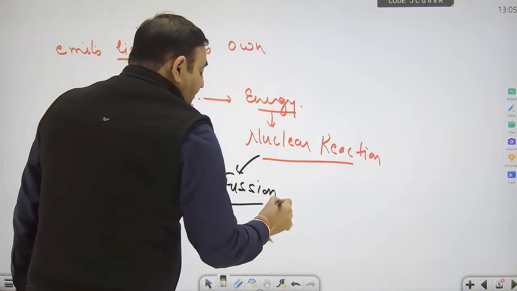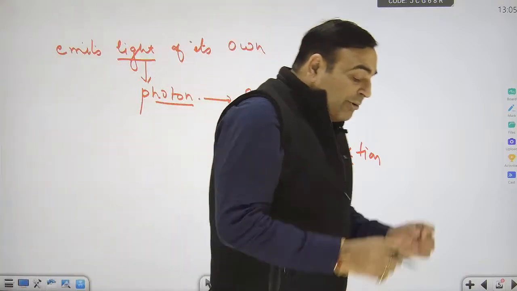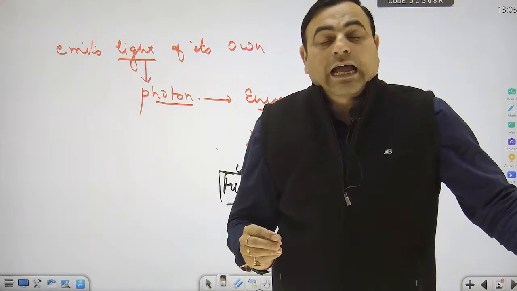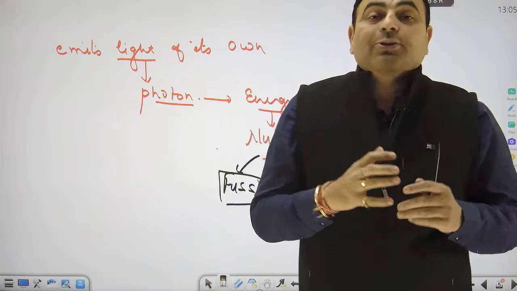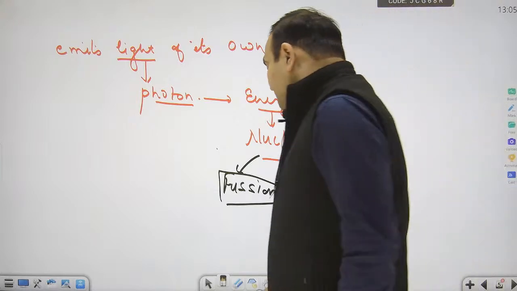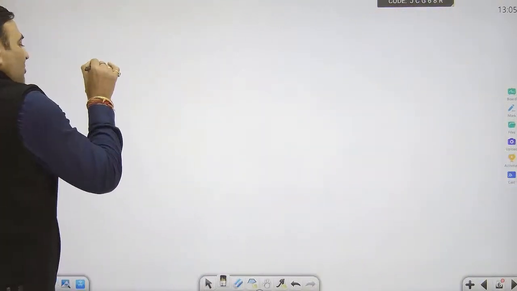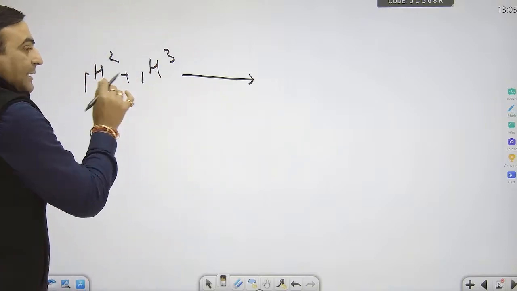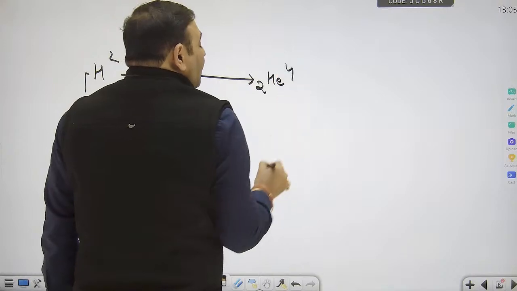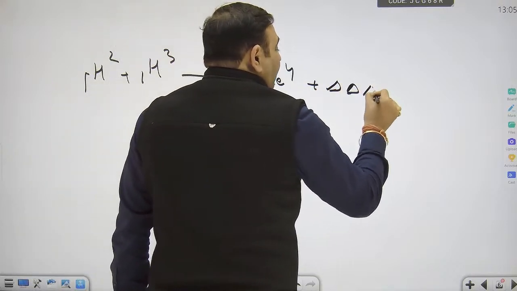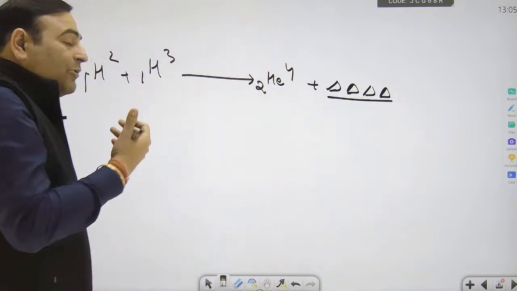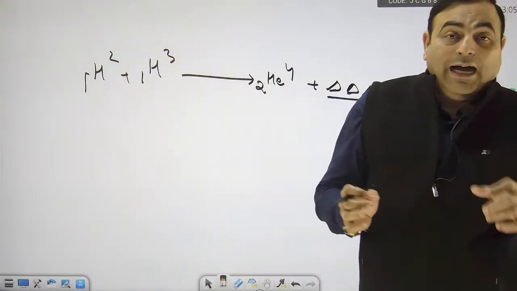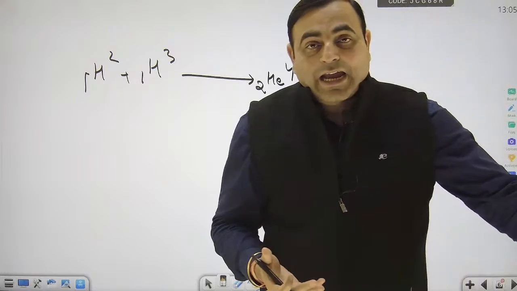What is a nuclear fusion reaction? It is a type of nuclear reaction in which two lighter elements combine together to form a new element, for example 1H2 plus 1H3 combine to form the new element helium plus a very large amount of energy. This large amount of energy is the source of light in a star. The Sun is also a star in our galaxy.